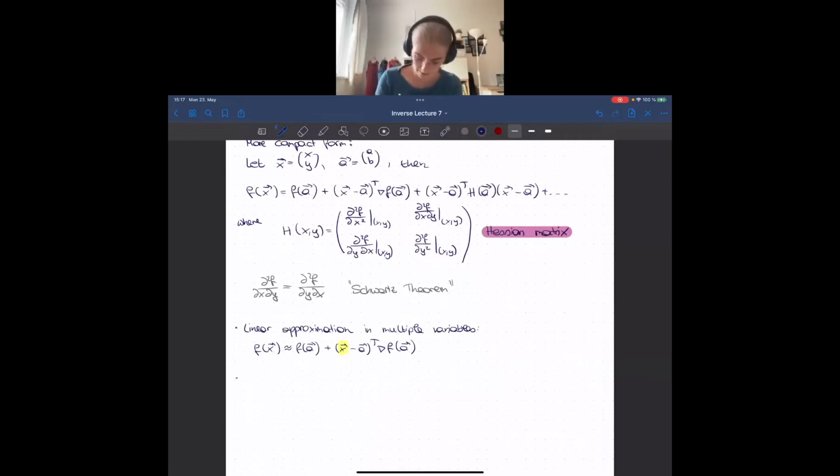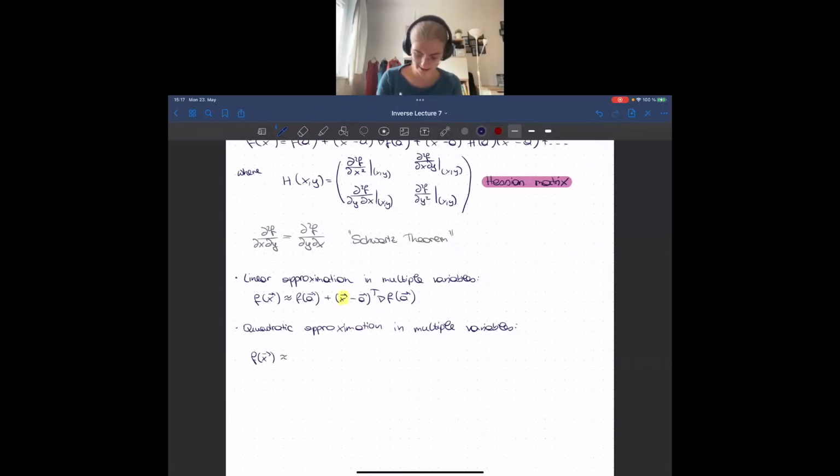If we use a quadratic approximation, then f of x can be written as f of a plus x minus a transposed times the gradient. So nothing has changed here compared to the linear approximation. And then we add x minus a transposed times the Hessian times x minus a. And here it's clearly visible why we called it a quadratic approximation. We have the linear term here like before, but here we add one quadratic term.